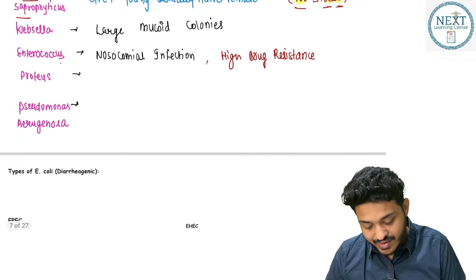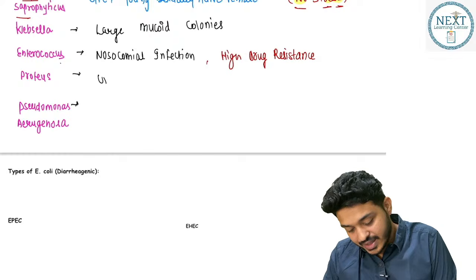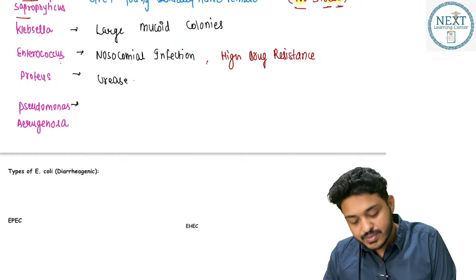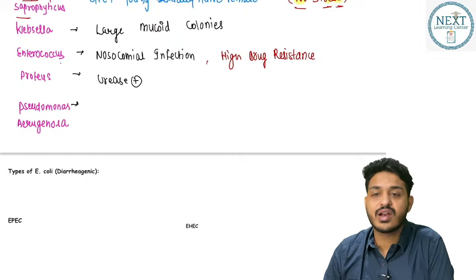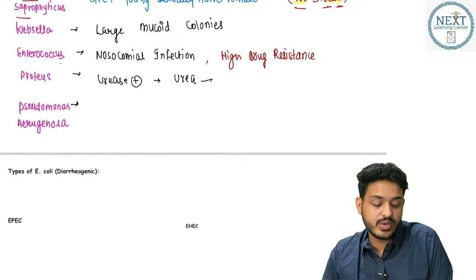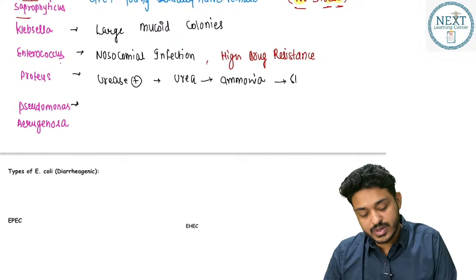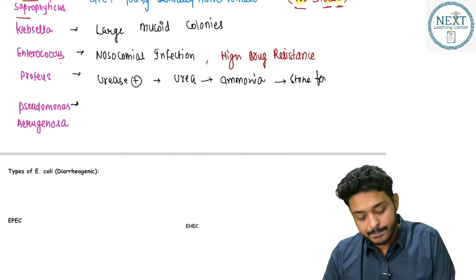The next one we are having is Proteus. This Proteus is going to produce an enzyme. It is a urease positive organism, right? So it will convert your urea into ammonia, and this ammonia will alter the pH, leading to what? Stone formation. What stone?